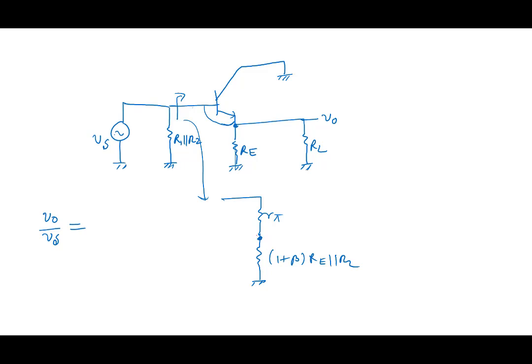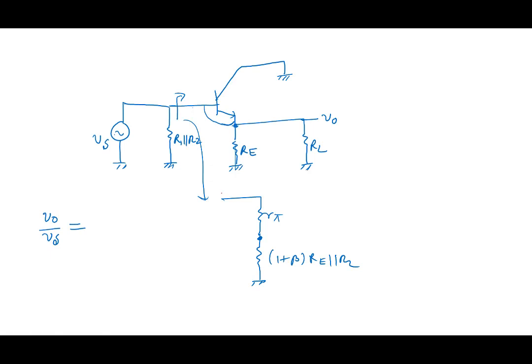This is this node here, when I see from here. And this is the place where I take V0. So V0 by Vs then becomes, as you can see here, 1 plus beta times Re parallel RL divided by R pi plus 1 plus beta times Re parallel RL. We can immediately get the gain of this amplifier.